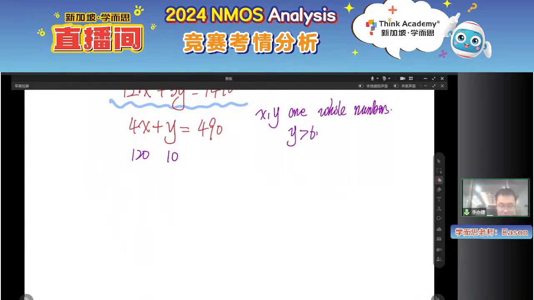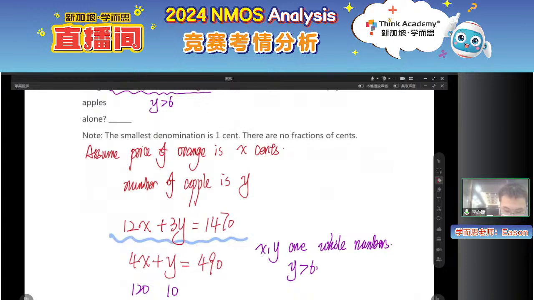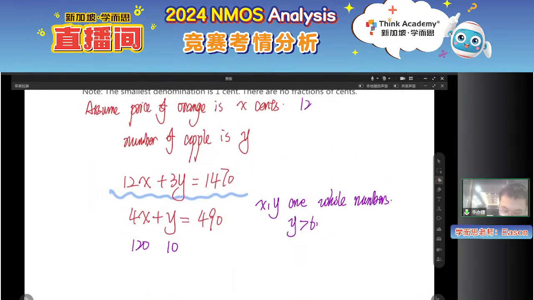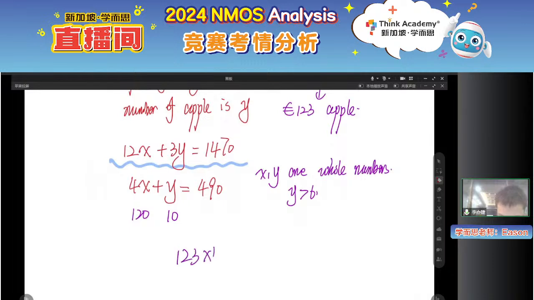And then we get the solution, we know how to do, right? So now the price for orange is 120 cents. Then for apple, it should be 123. And the amount of apple is 10. So it's 123 times 10, which is 1230. Right, it's 1230.